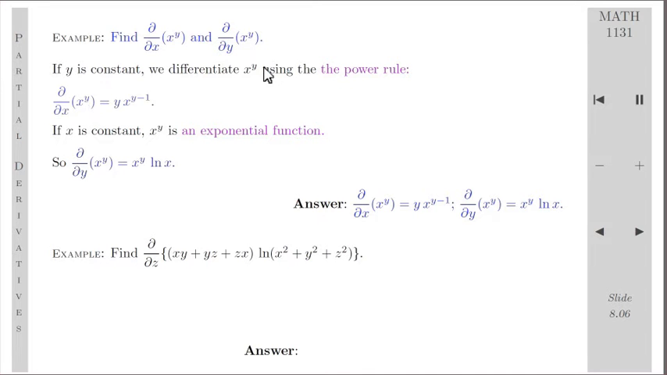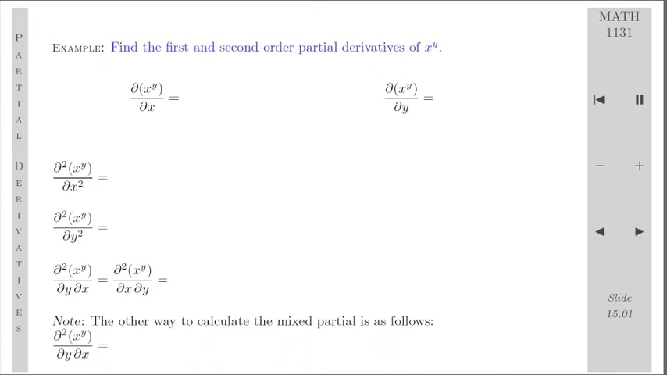So think of x power y as a power function, variable to a constant power. But if I'm differentiating with respect to y, then I treat x as a constant. So I have constant to a variable power, so I treat it like an exponential function. We have to do the same thing when we do the second order partial derivatives.